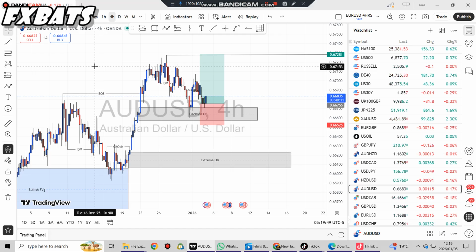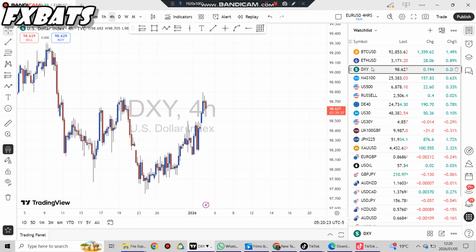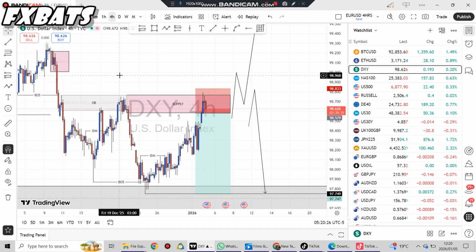Starting from the DXY, we all know this is an index which tracks the performance of the dollar itself. It also measures the performance of other assets: currencies, indices, equities, stocks. So let's have a look at the dollar index. This is what I had on the dollar index.